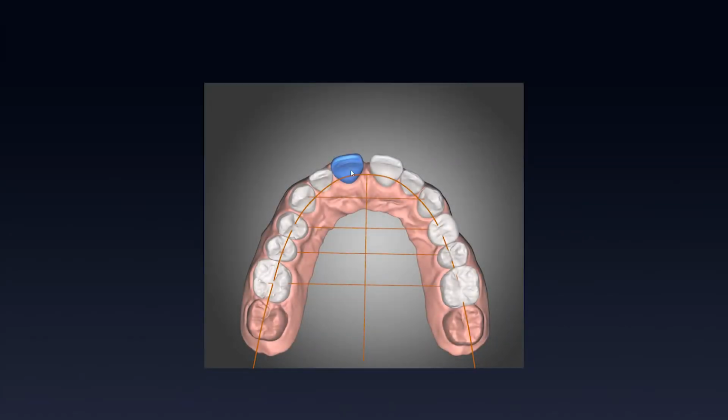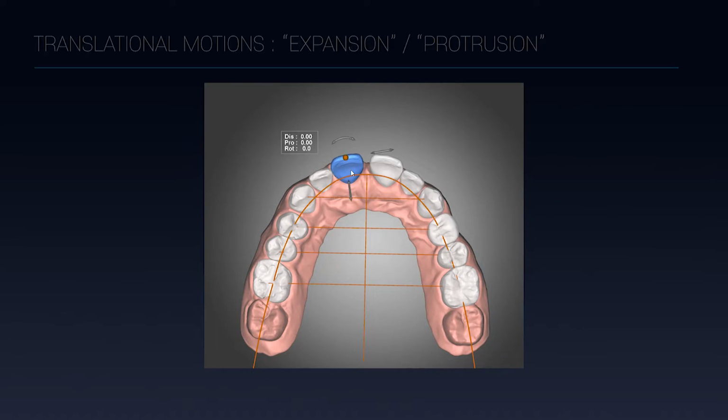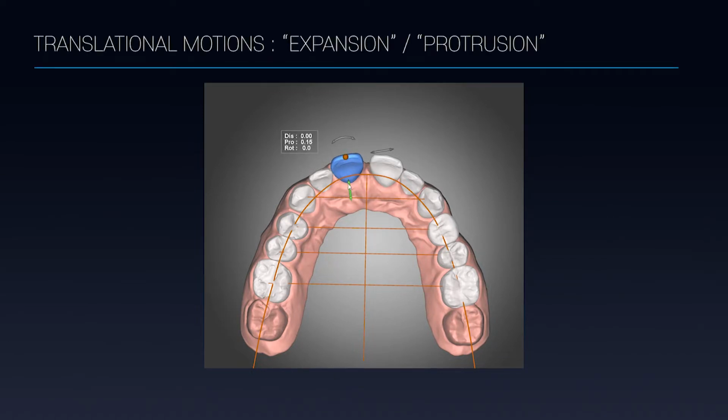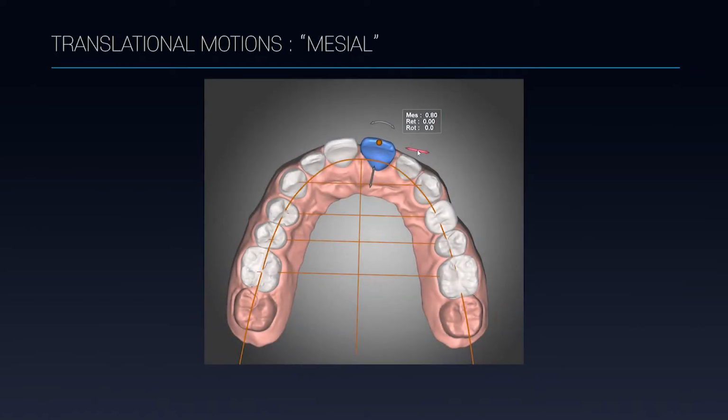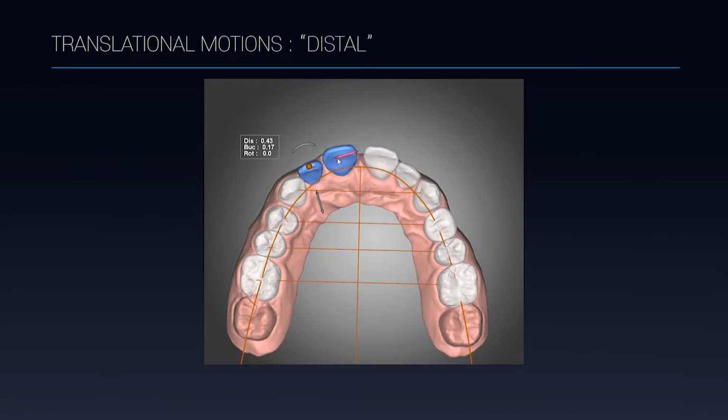The tooth movement is separated into translational and rotational movements. Moving the teeth labial or buccal is called expansion or protrusion. It is retraction that moves the teeth to the lingual side. Moving the teeth closer to the midline is called mesialization. Moving the teeth away from the midline is called distalization.